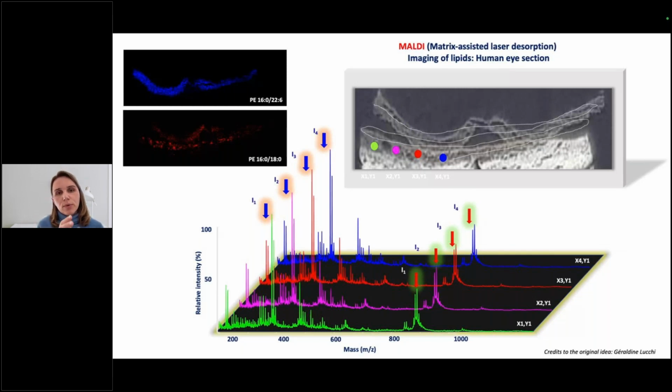Something important to take from this slide is that two different molecules have different presentations or distributions in this tissue, and we can see this information only by imaging mass spectrometry. If we were to use a conventional lipidomics separation by HPLC or something else, we wouldn't be able to see this lipid distribution in such a way.